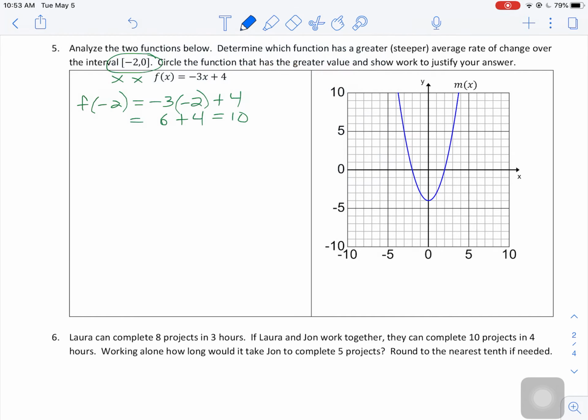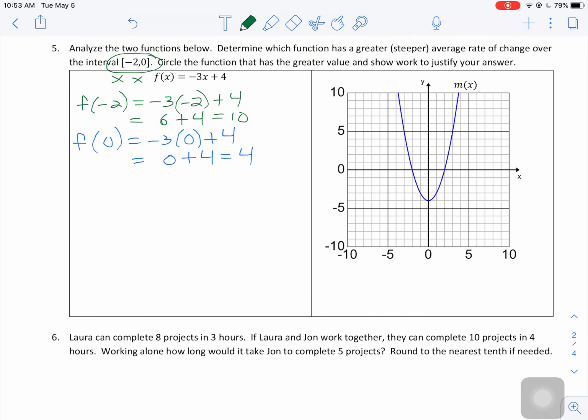Then we want to figure out what the y value is going to be when the x value is 0, since that's the other x coordinate in the interval they gave us. So wherever I see an x, I'm plugging in a 0 in parentheses. So that ends up being 4.